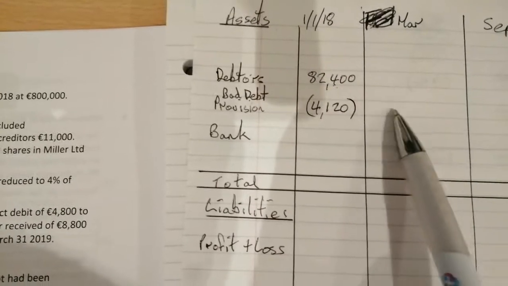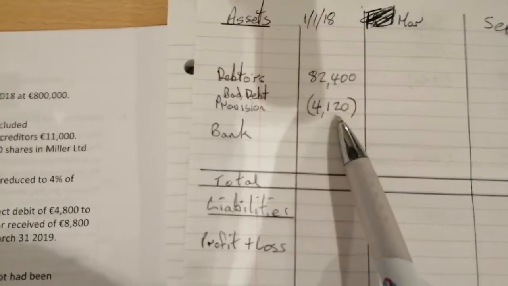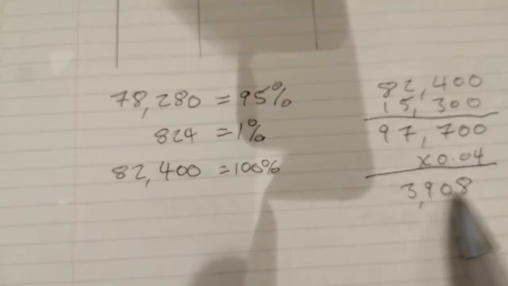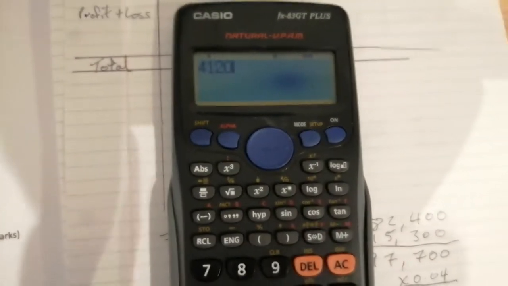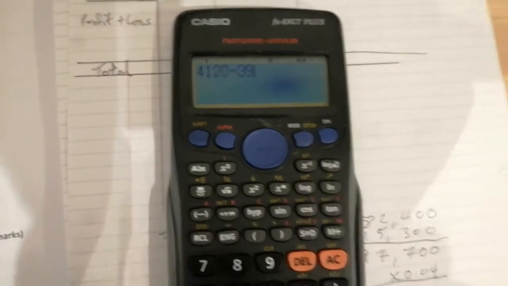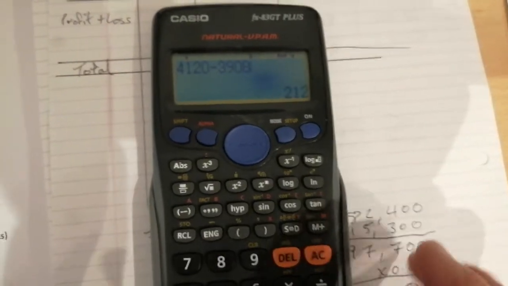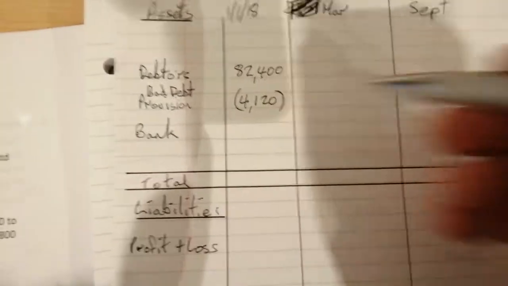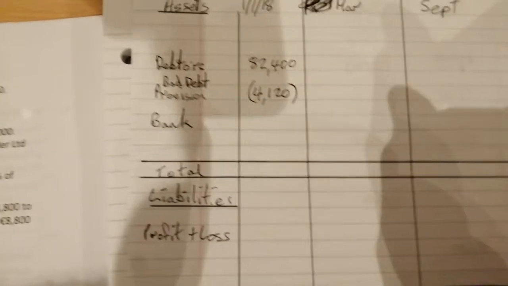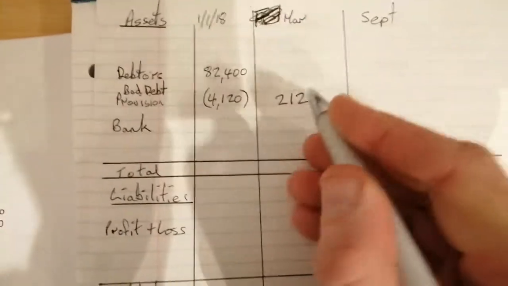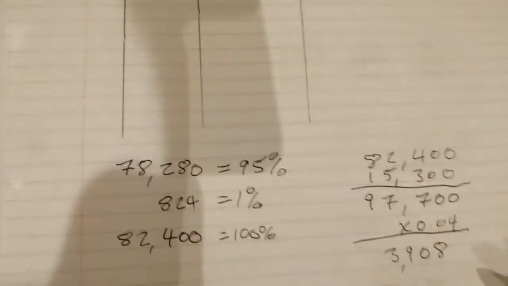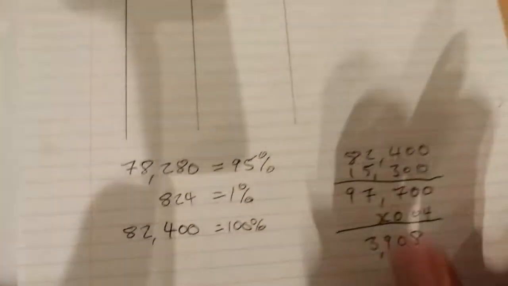So what do we have to put in here to change that from a minus 4120 into a minus 3908? Well, all we have to do is subtract this 3908 from 4120. So 4120 minus 3908 is 212. In order to bring that down, or up if you like, to minus 3908, we have to put in a plus 212, don't we? If we put in a plus 212 onto this, it will bring it to a minus 3908 in total figure.